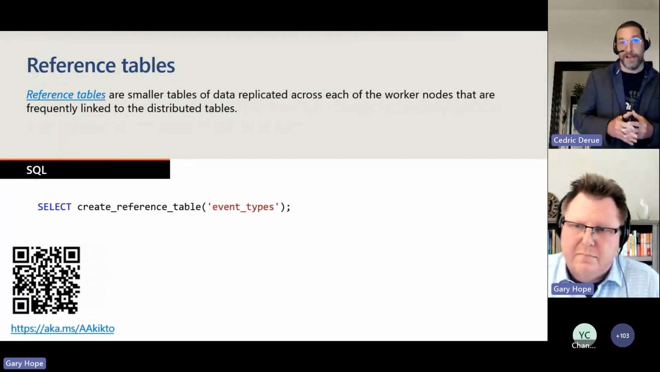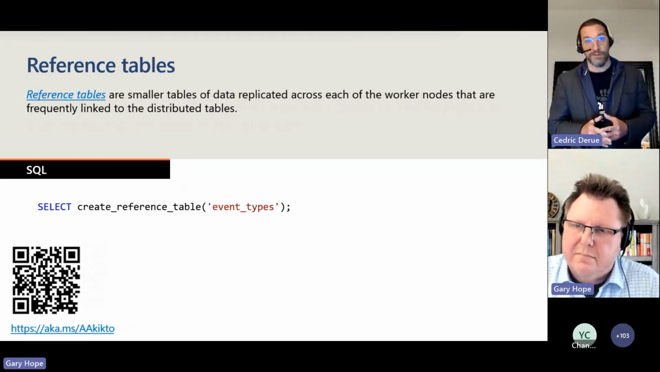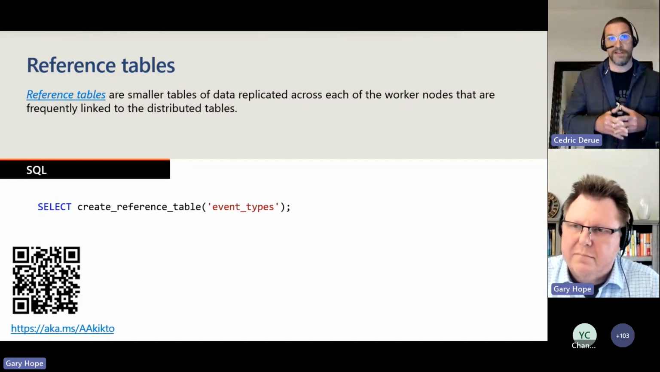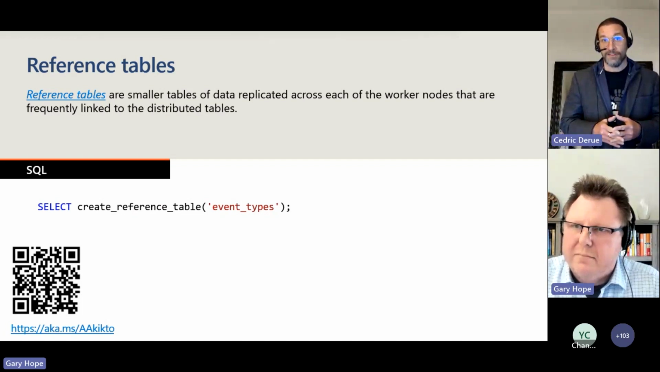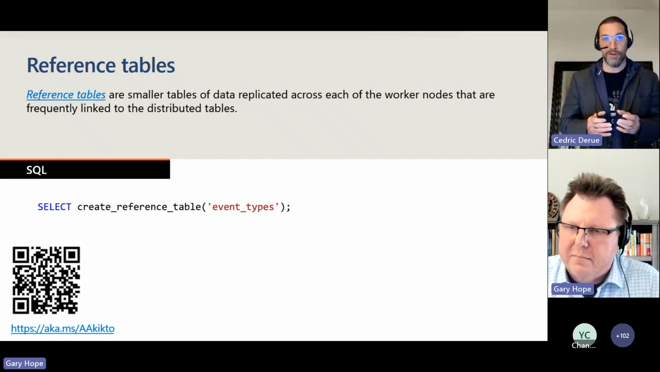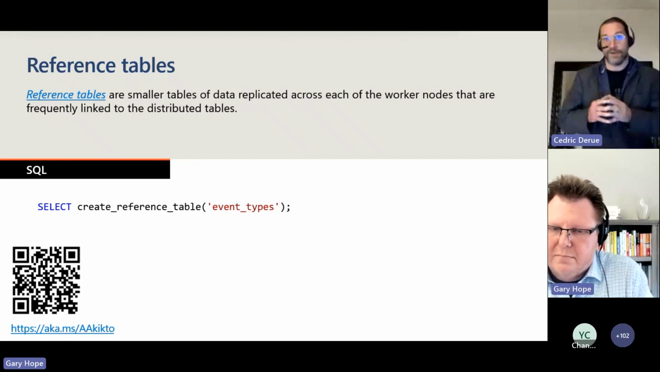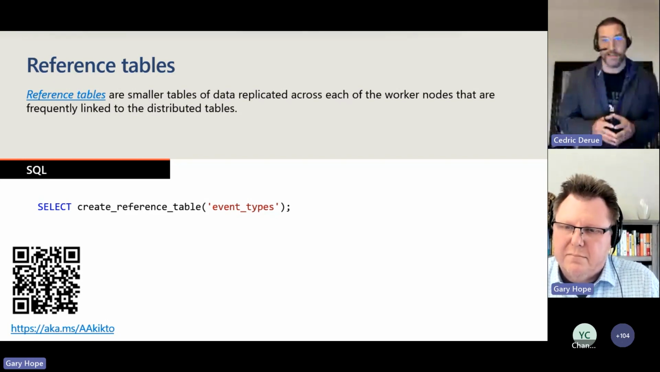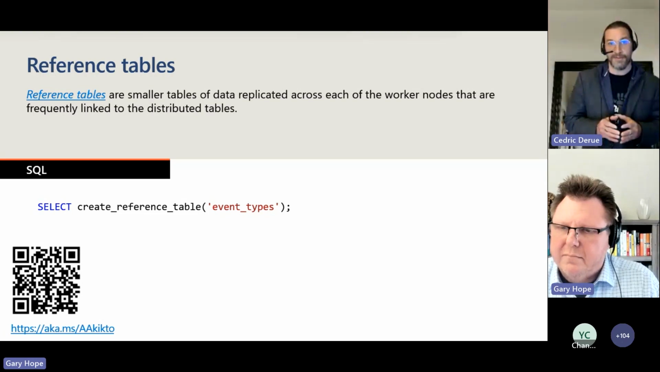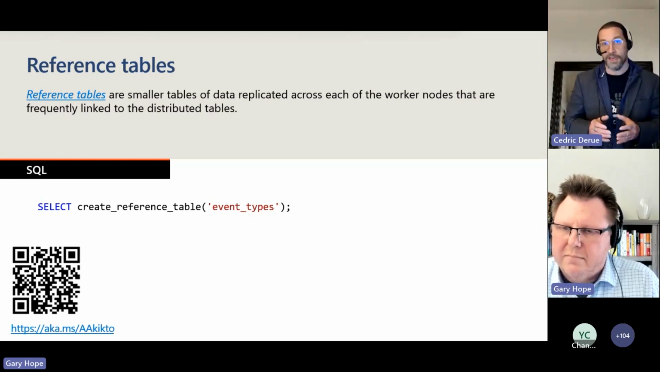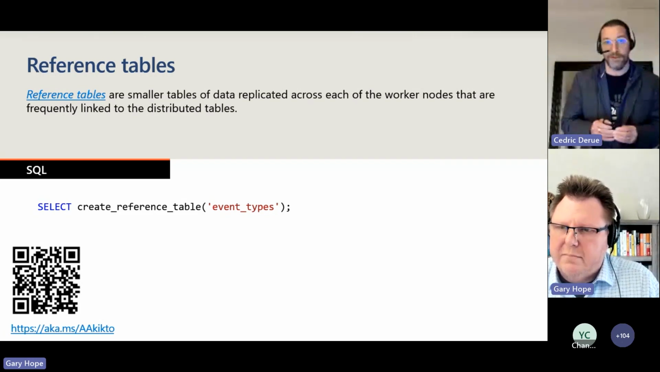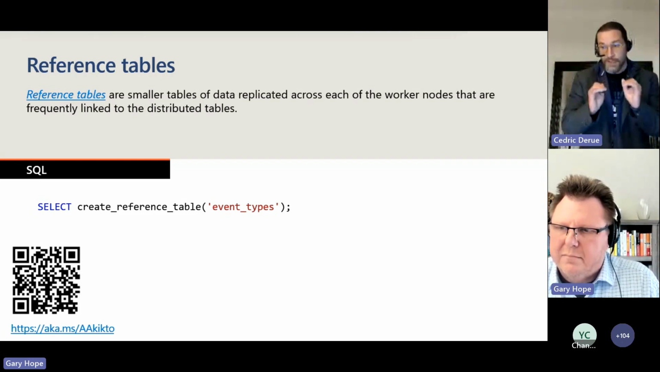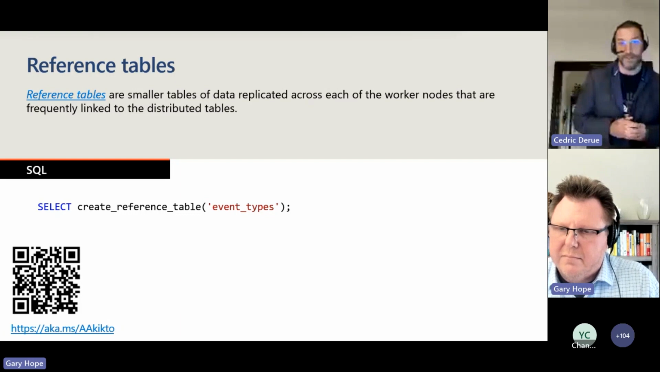Next, reference tables are smaller tables of data replicated across each of the worker nodes that are frequently linked to the distributed tables. As the reference tables live in duplicate on each worker node, a worker node can access the data of reference tables without needing to access extra records from another worker node. For example, in the contactless payment application, the event types table contains only 11 records of the type of the events. So it is a smaller table and a good candidate to be a reference table.